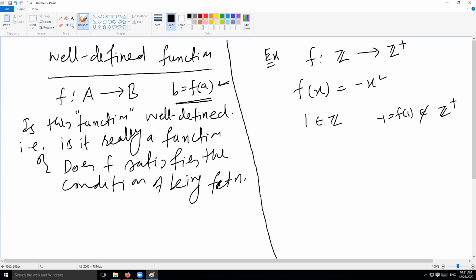So if I want to make it into a function, what should I do? If I want to turn this into a function, I have two choices. Either make it Z, get rid of this. Now, would that be a function? Yes, sir. Now potentially it has the properties of being a function. Theek hai.